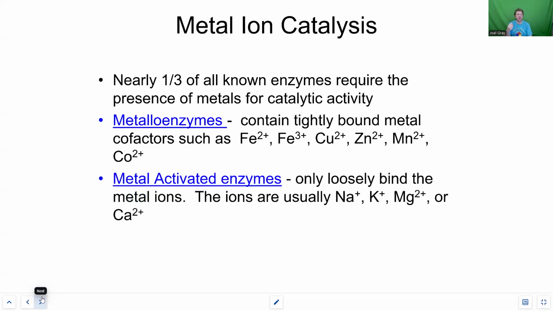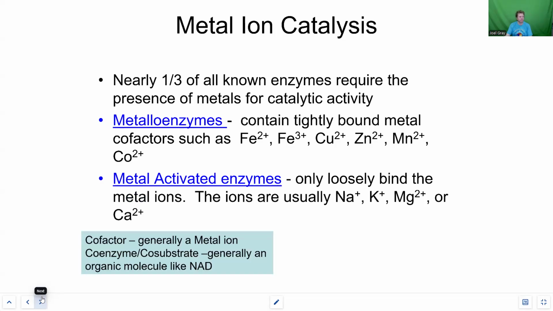By contrast, there are metal-activated enzymes. These only loosely bind to metal ions, and the ions are usually sodium, Na+, potassium, magnesium, or calcium. So a cofactor is typically going to be a metal ion. A coenzyme is generally an organic molecule.